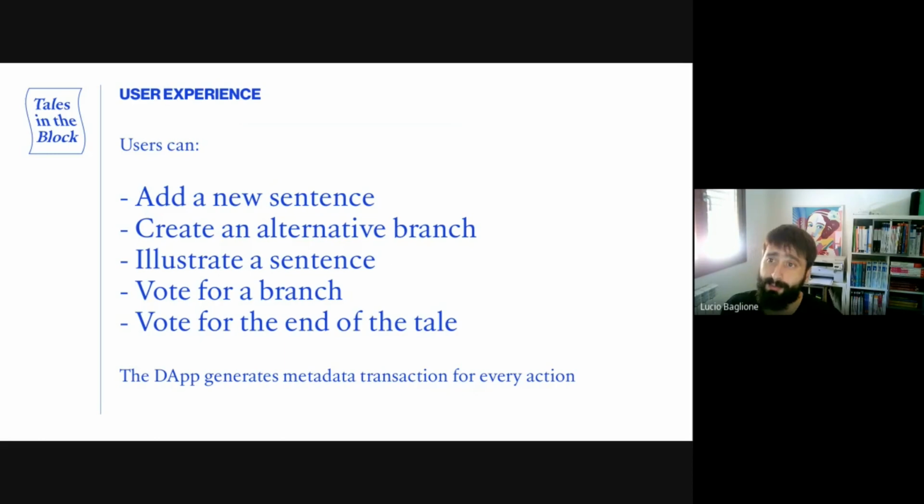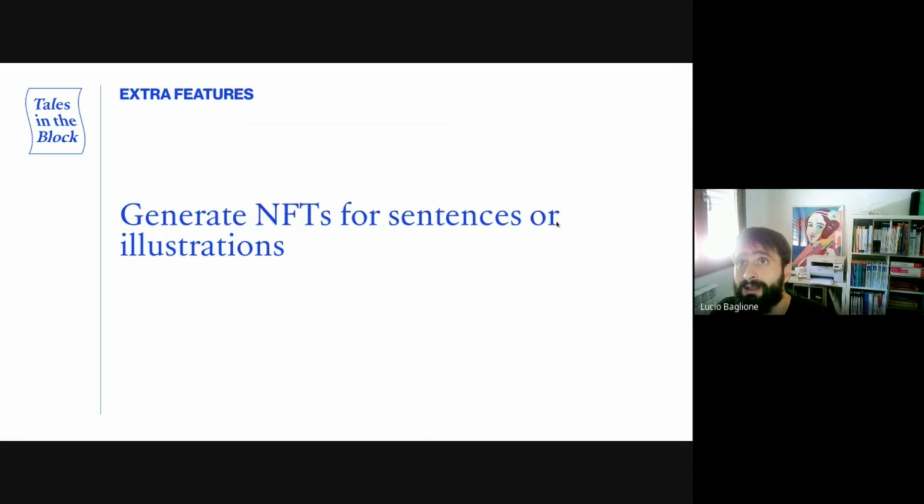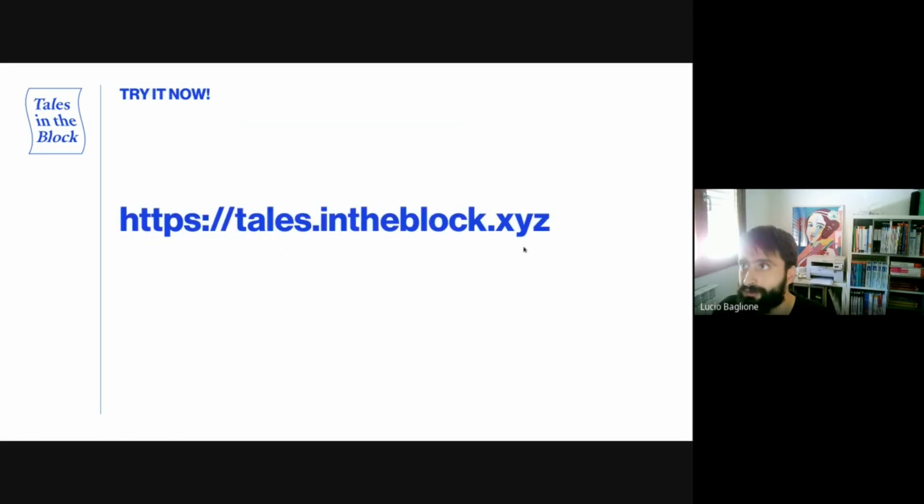The dApp basically generates a metadata transaction for every one of these actions that you can see here, and obviously also pulls the data from the blockchain and pulls those metadata exactly to present a tale to the user. There is also an extra feature. Every time you are submitting a sentence or creating an illustration, you can generate an NFT of the contribution. So you can try it now. This is the address, and now we will see a quick demo about it.